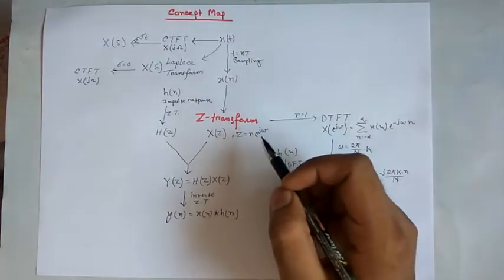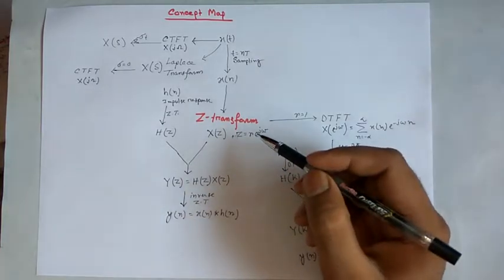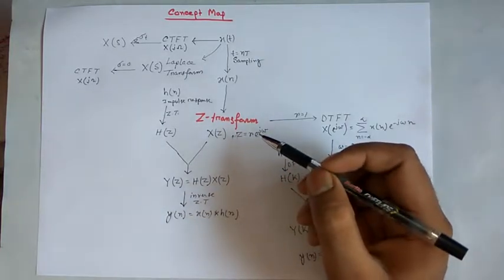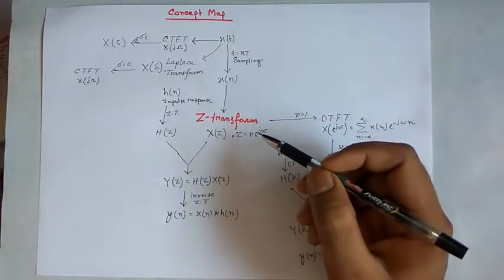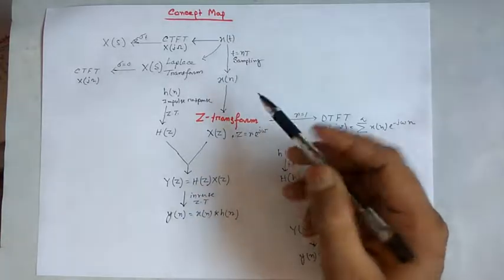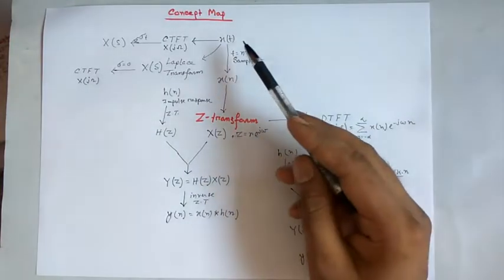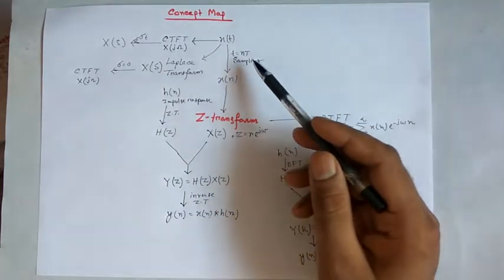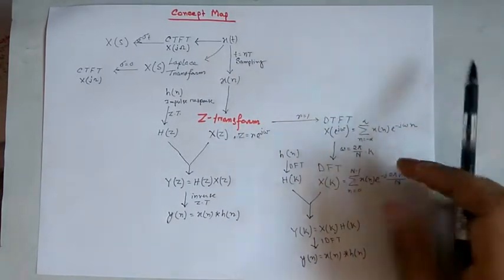So, concept map of Z transform. We all know Z transform is a transform from time domain to complex frequency domain for discrete time signal only. x[n] is the discrete time signal. We can get x[n] from x(t) by sampling x(t), the continuous time signal.